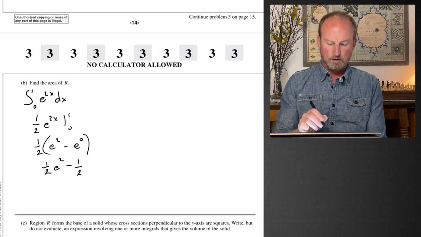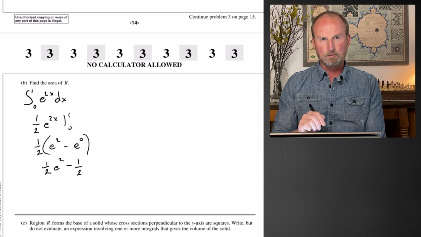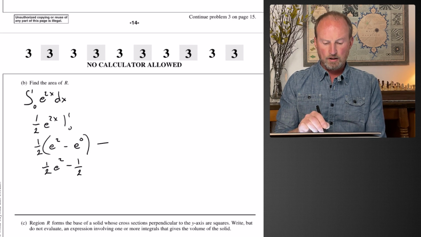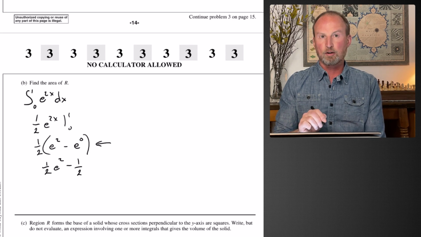e to the 0 power is 1, and when we distribute the 1/2, we get that there. This one right here is fine also. It's not the calculator part where you have to go to the nearest thousandth. Okay, you can leave it in either format.